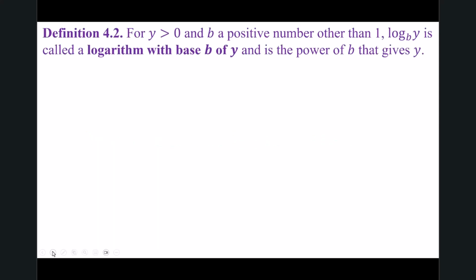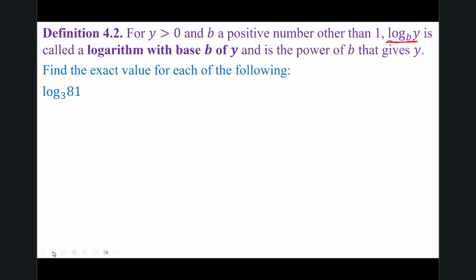Part 2, Introduction to Logarithms. For y greater than 0 and b a positive number other than 1, log base b of y is called a logarithm with base b of y and is the power of b that gives y. So we say log base b of y, and what it means is b to what power gives us y.